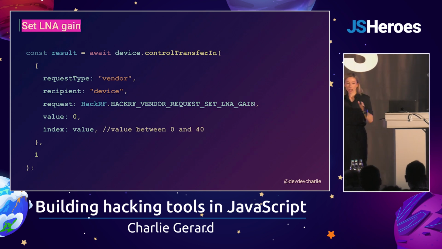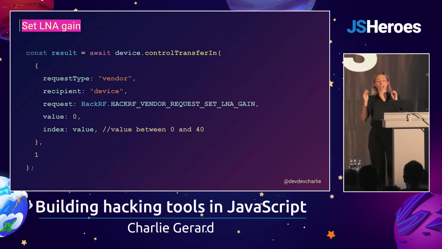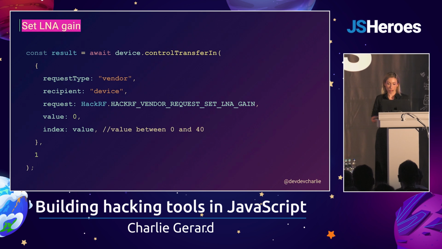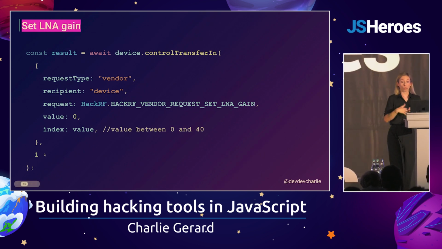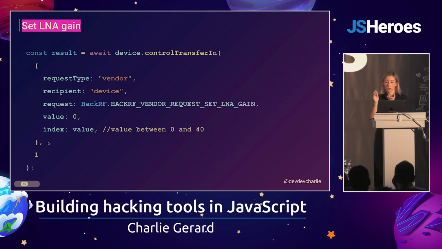So you have to go back and forth. If it's the official library for HackRF, then I'll try to re-implement it the same way, but in JavaScript. And here, I just know that for the gain specifically, the value has to be between 0 and 40, and depending on what you're setting, you have to be within a certain range.